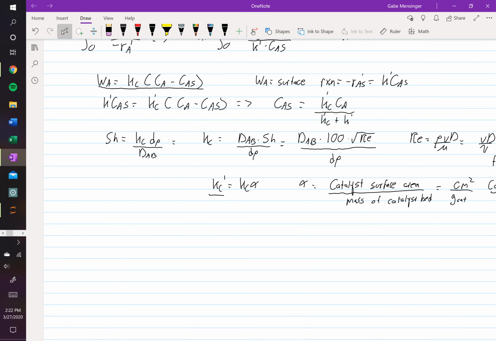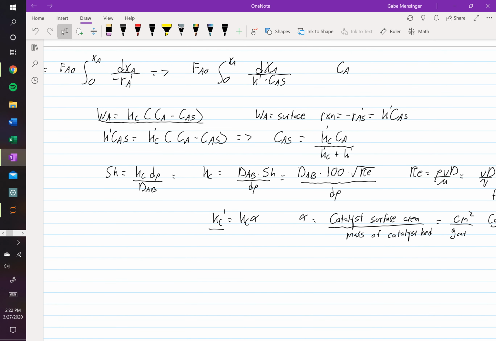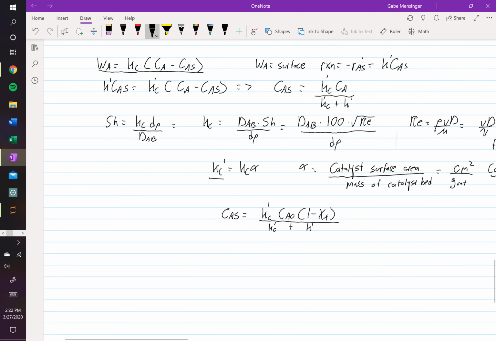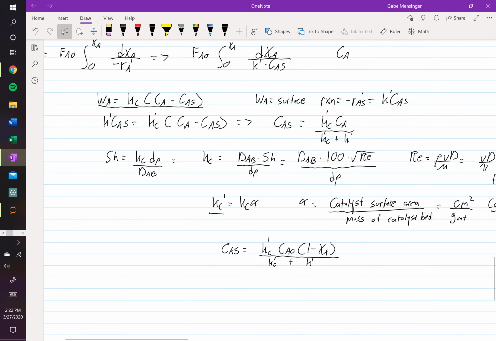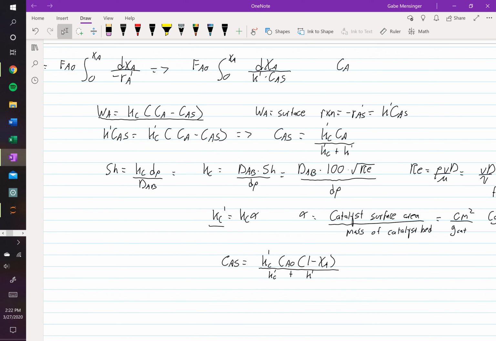We have an expression for CAS, and so for CAS, I'm just going to substitute in the initial concentration and the conversion, because remember our integral is going to be in terms of conversion. Prime. So now we can plug all of these into our design equation.